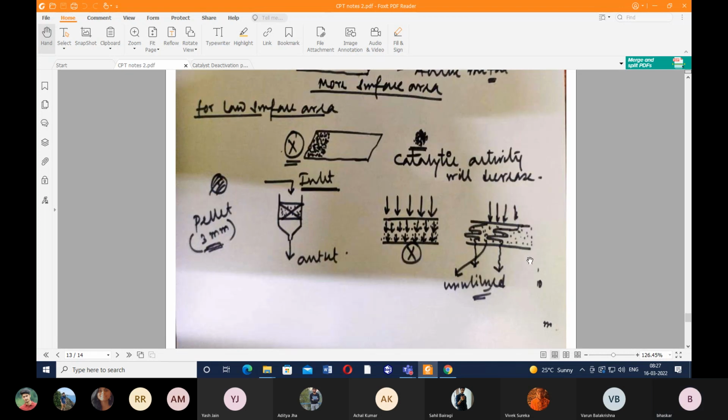Okay, so whatever catalytic reactions I'll be talking about throughout this CPT course, all the catalytic reactions are either performed in a fixed bed or in a fluidized bed. But in the petroleum refineries, you will understand that most of the catalytic reactions, over 90%, are performed in the fixed bed. Okay, so this is a pictorial representation of a fixed bed reactor.